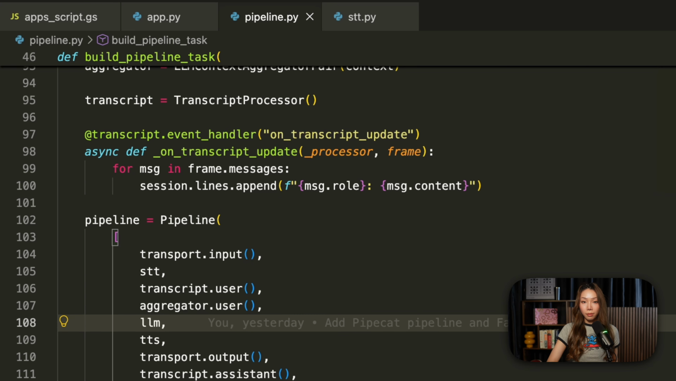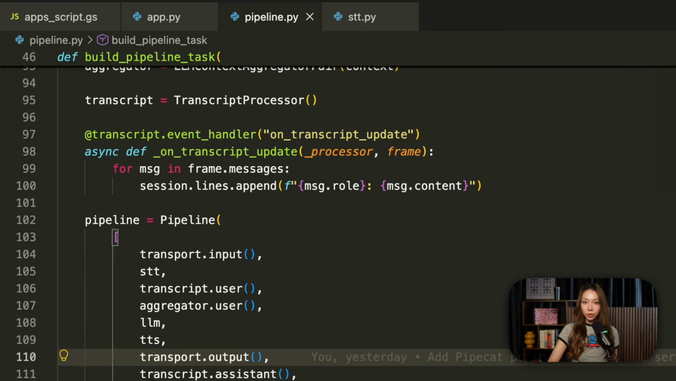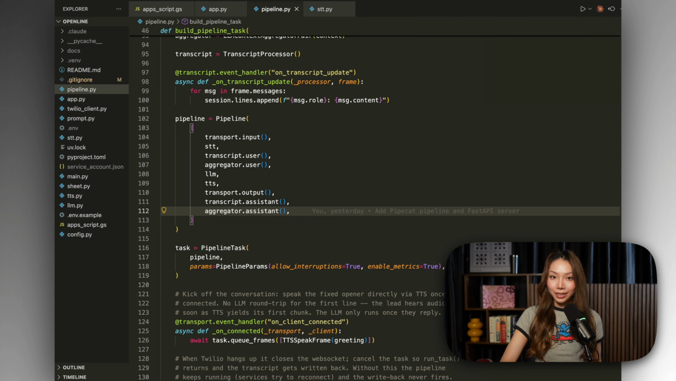Then LLM, that's the thinking. The model reads the conversation and decides what to say. TTS turns that reply back into spoken audio, the speaking. Transport.output sends that voice back down the phone line. And the last 2 record what the agent said, same as we did for the human. That's it. That's hear, think, speak, connect, as a list you can read out loud.